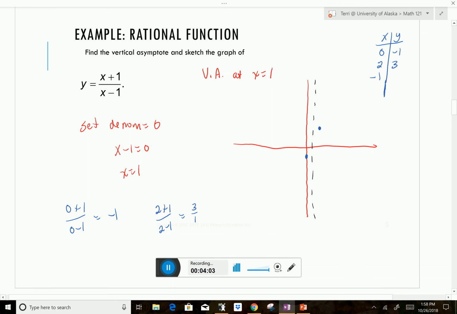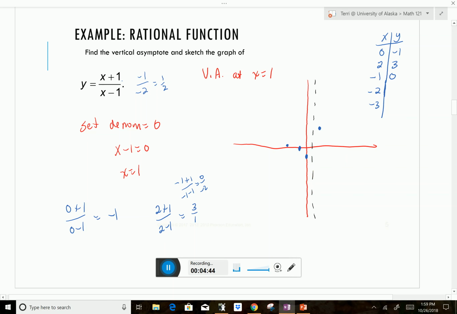Let's put in negative 1. What will happen if I do negative 1? That's going to be negative 1 plus 1 over negative 1 minus 1, which is 0 over negative 2, which is 0. So at x equals negative 1, I have 0. And what about negative 2? What would happen at negative 2? Negative 2 plus 1 is negative 1 over negative 2. That'd be 1/2. So that's here.